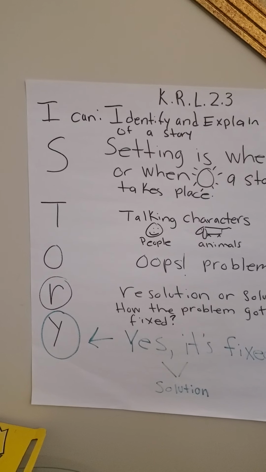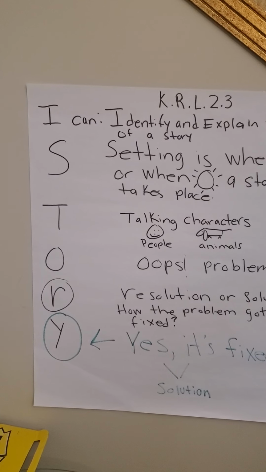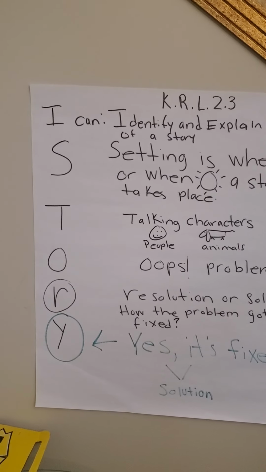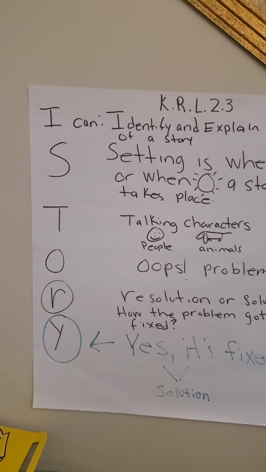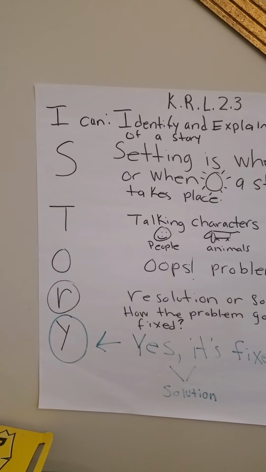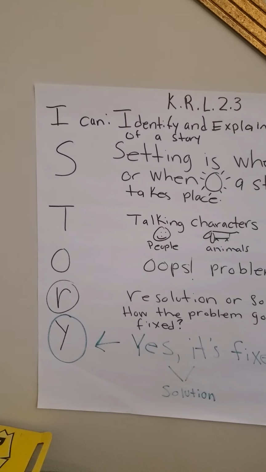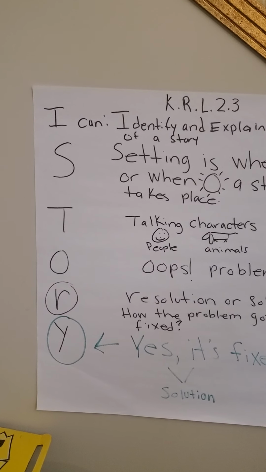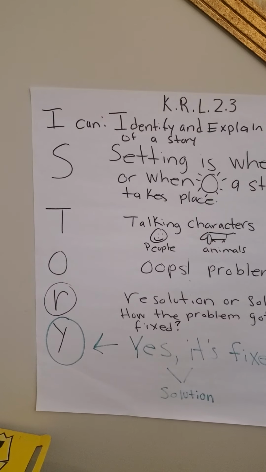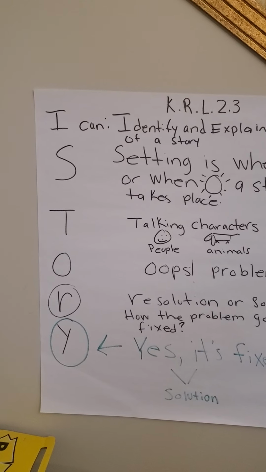The O is for the oops, or the problem in the story. What is it that a character wants and can't have? What does a character need and can absolutely not have? The R is for resolution. Resolution is how many times did the character attempt to fix the problem? And the Y is for yes, it's fixed. That is the solution. So today's story is going to be Jamaica and the Substitute Teacher.